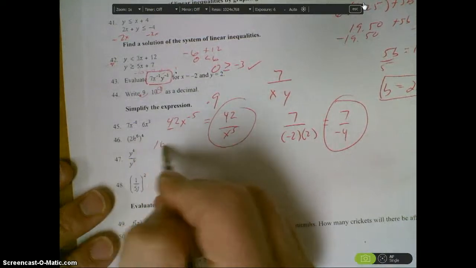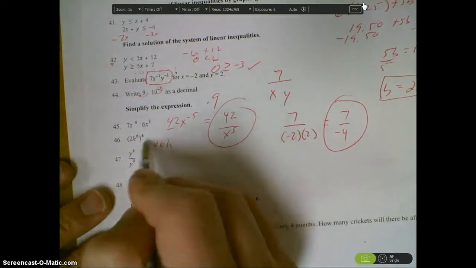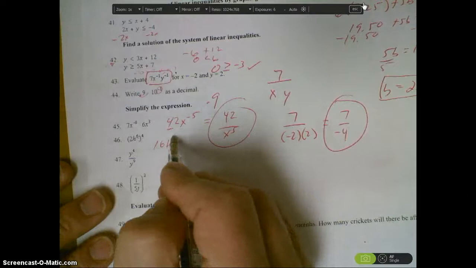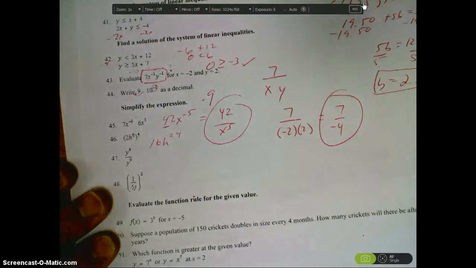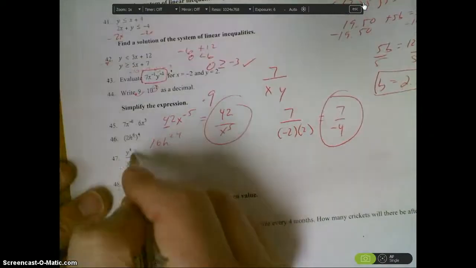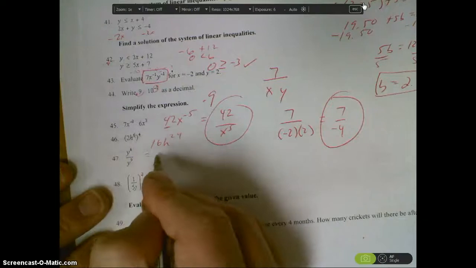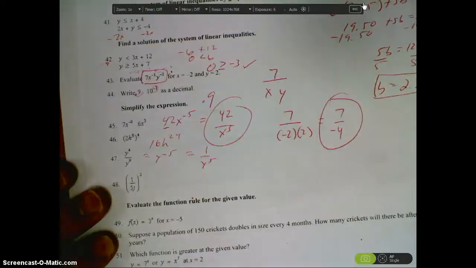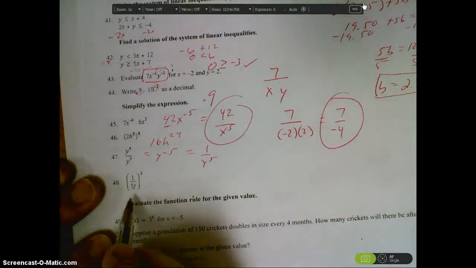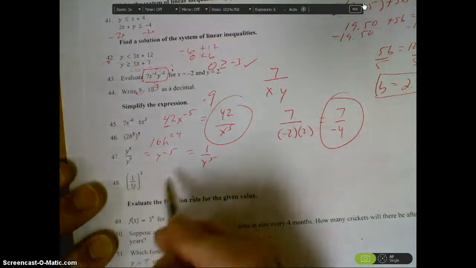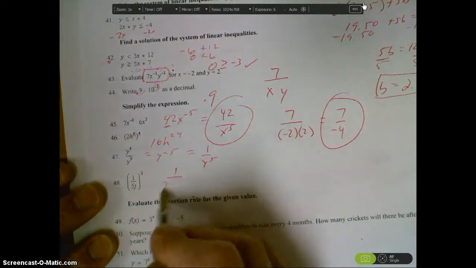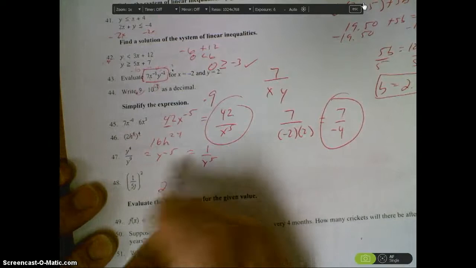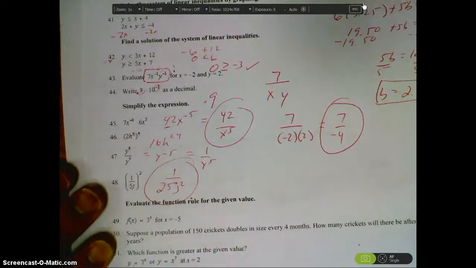Here's a product to power rule. 2 to the 4th is 16. h to the 6th to the 4th is a power to power, so I multiply: 16h to the 24th. This is a like bases, subtract exponents, which is y to the negative 5th, and then move it down, 1 over y to the 5th. This is a quotient to power rule. That's a j. So 1 squared is 1, 5 squared is 25, j squared is j squared. There's the answer to 48.